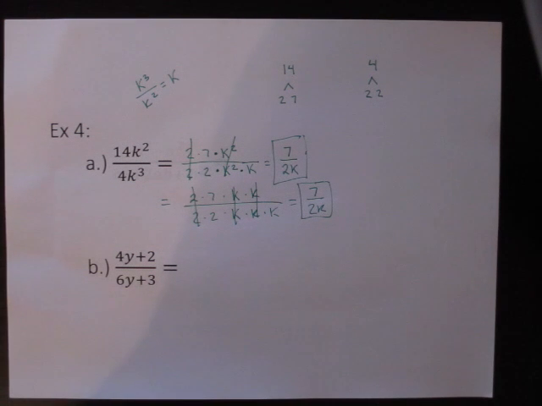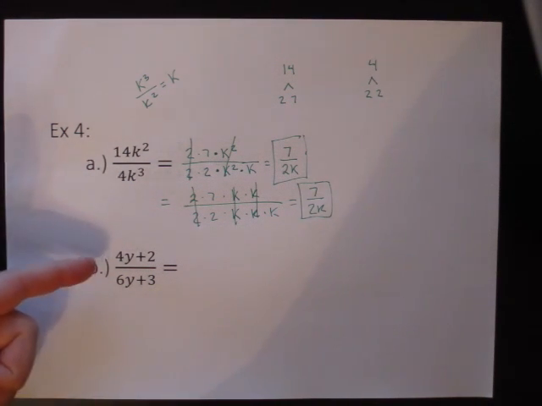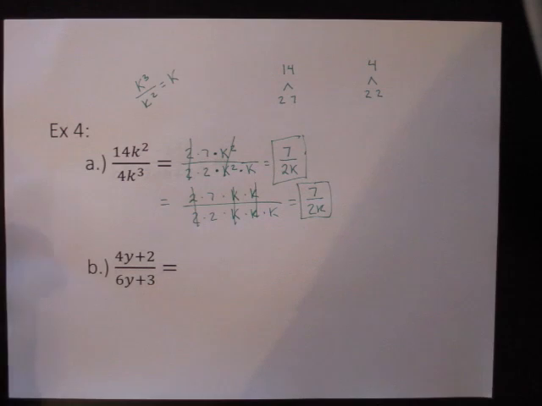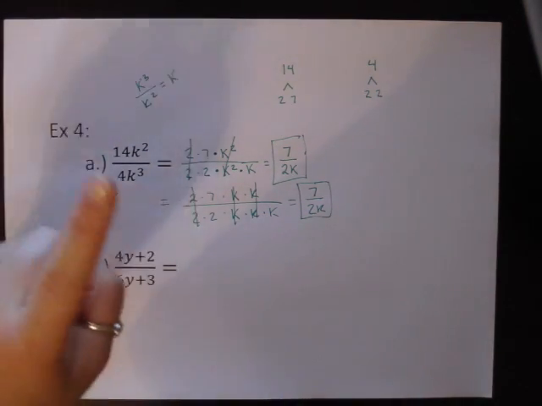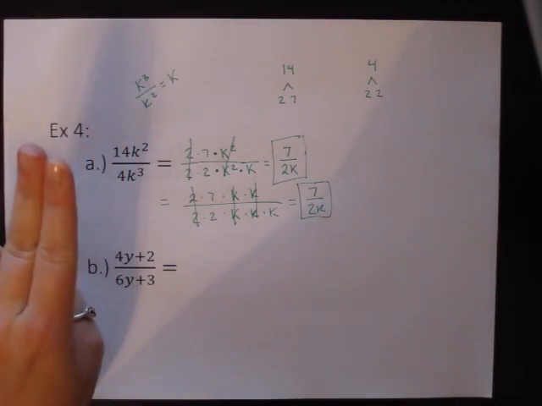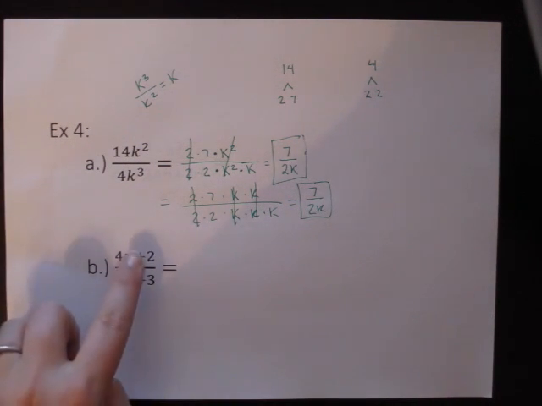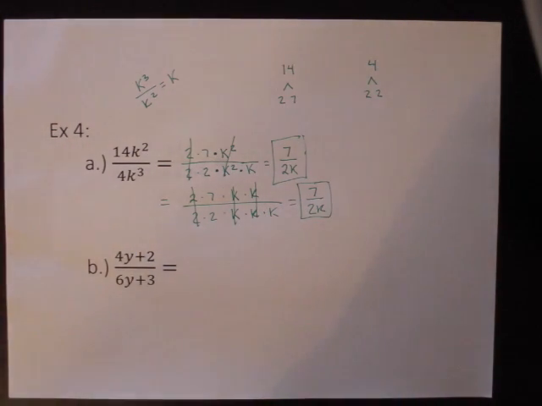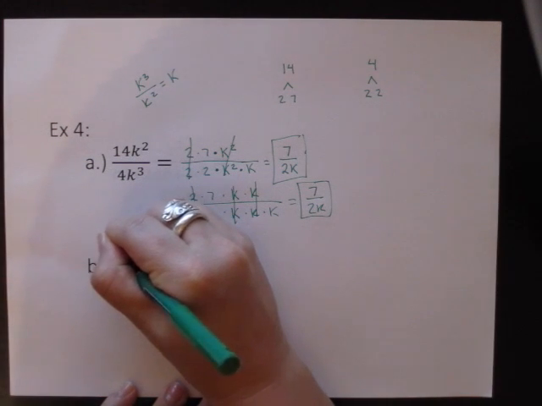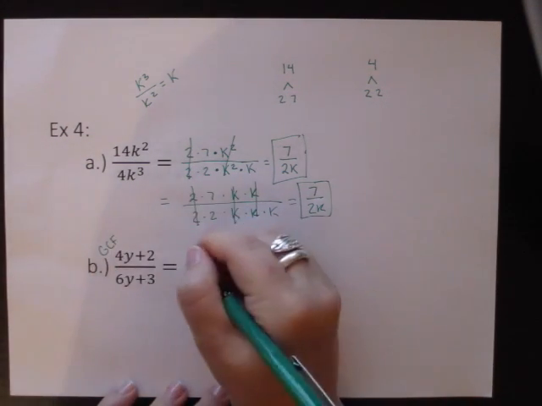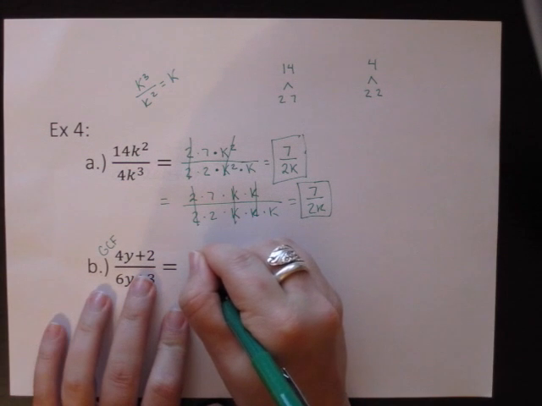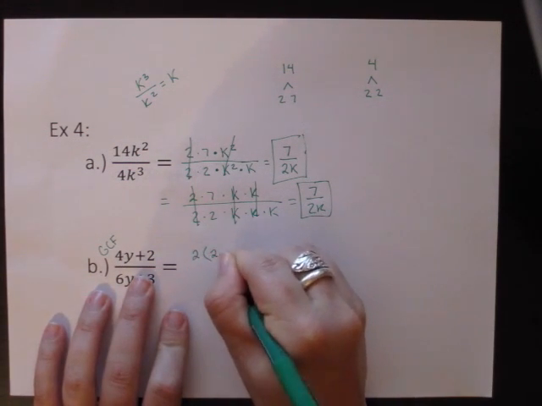Alright, so let's look at B. We've got 4y plus 2 over 6y plus 3. First thing I noticed, I've got two terms, so that is a binomial over a binomial. Whenever we have two terms, it could either be a GCF or a difference of perfect squares. I see that for both of them it's addition, so difference of perfect squares is out because it's not subtraction. So my only option is a GCF. If I've got 4y plus 2, the only thing I can pull out is a 2, and I'm left with 2y plus 1.